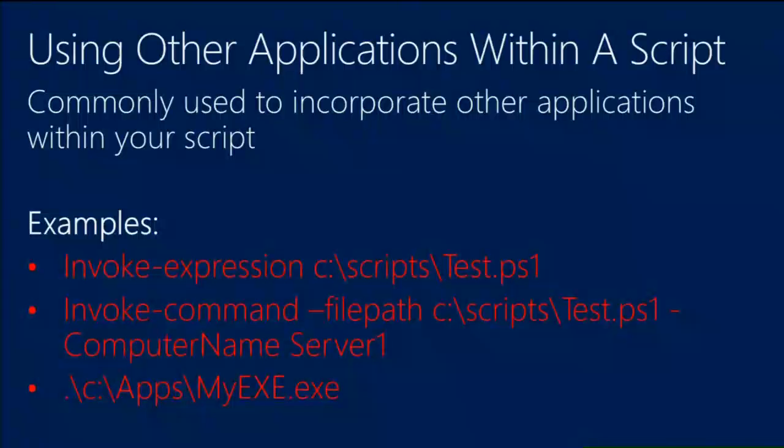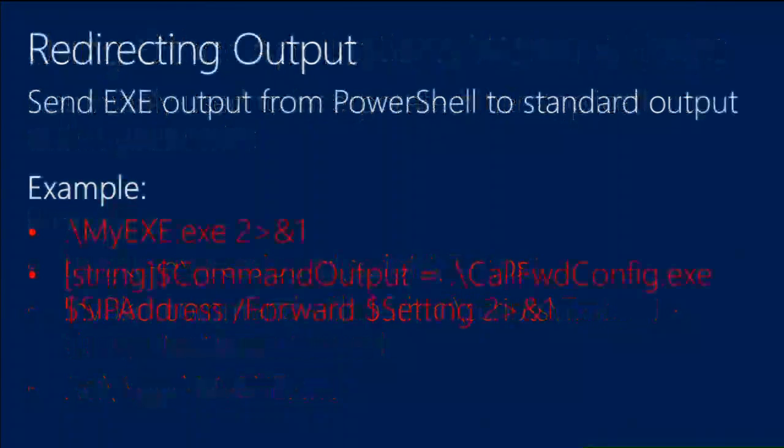The way you can run applications within your script is with a few different commands. We can just do an Invoke-Expression, and then the actual application or script you want to run. Or we can use Invoke-Command, give the file path, and actually specify which computer we want to run it against. Or we can just use the call operator and run the application. So, moving to more detail.